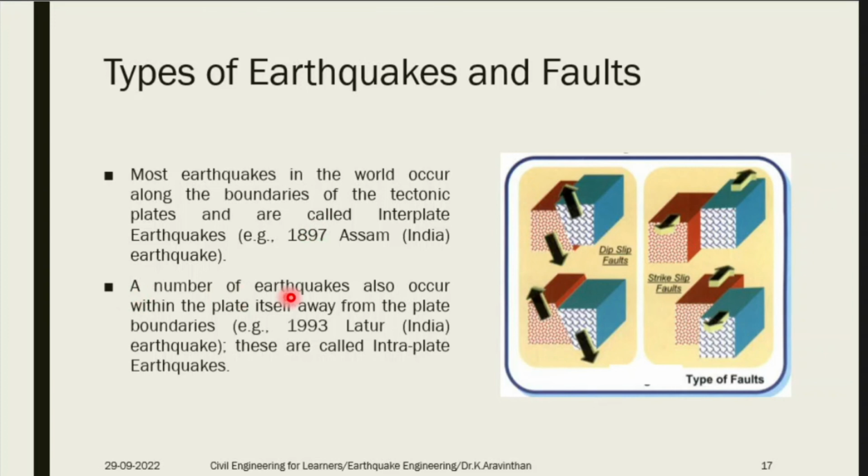Earthquakes also occur within the plate itself, away from the plate boundaries. For example, the 1933 Latur earthquake, a place in India. These are called intraplate earthquakes. Intraplate earthquakes occur in the places between the end parts of the fault. Between these portions, you might have an earthquake. This is called an intraplate earthquake. Intraplate earthquakes are always much lesser in size and magnitude.